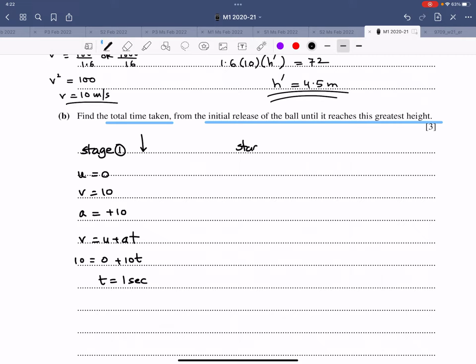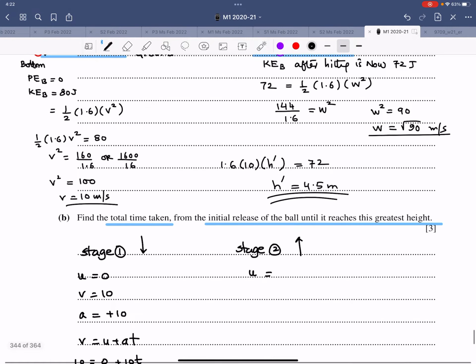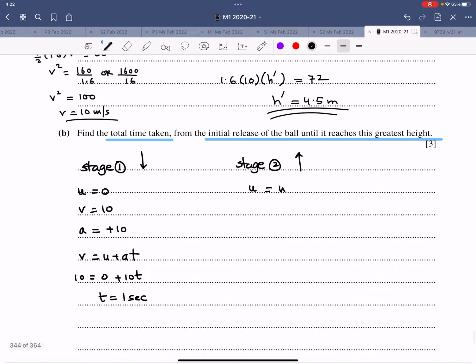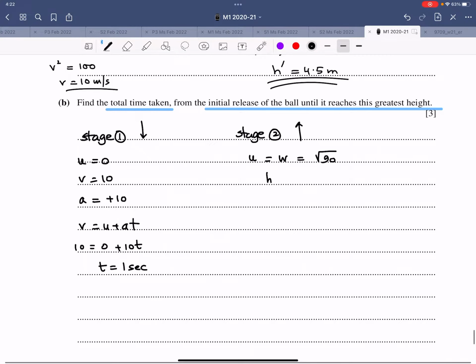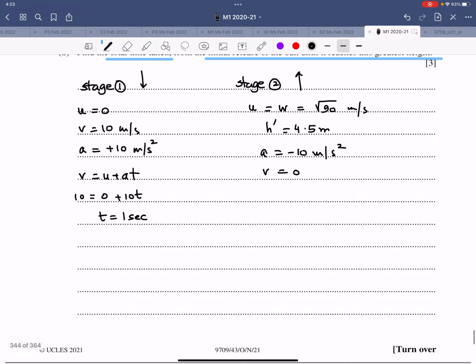What is stage 2? Stage 2 is going up. Now the initial velocity is w, which is root 90, and it reaches a height h prime of 4.5 meters. The velocity is in meters per second. Acceleration is negative 10 meters per second square, and final velocity is 0. We have more than what we require. So v is equal to u plus at, v is 0, u is root 90, a is negative 10, into t.